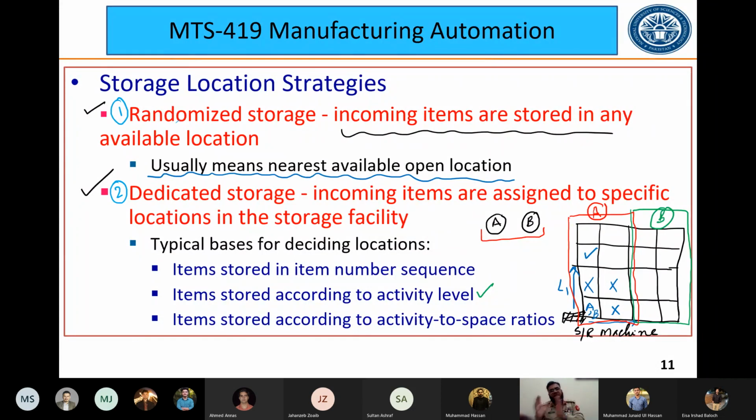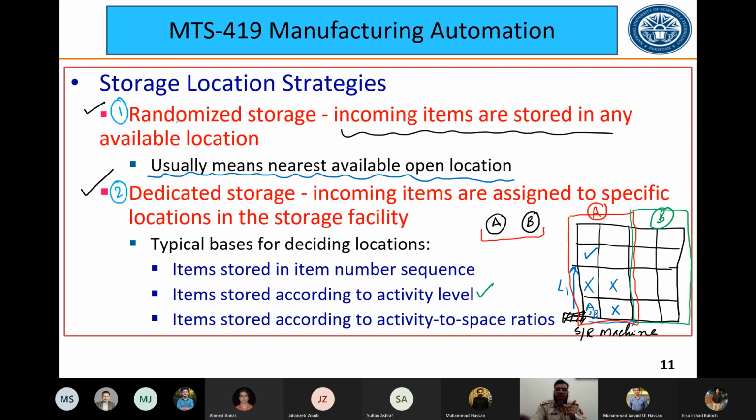Now we will see whether random storage or dedicated storage has the advantage and which has the disadvantage. Both have their own pros and cons, and we will study those also. So until here, I need an answer from you: have you understood the randomized storage and dedicated storage strategy or not? Somebody please respond. Yes, sir. Okay, so if it is clear to you, let us move forward.